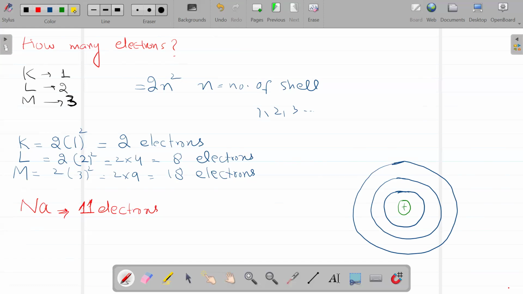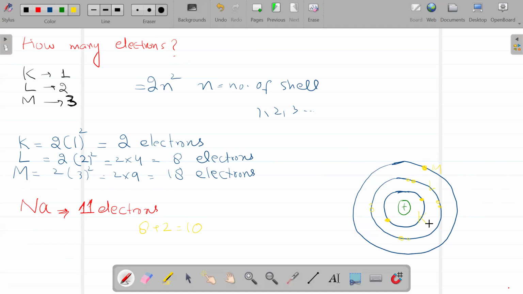Sodium has 11 electrons, so 2 electrons first will go in the lowest energy shell, that is K. Then 8 electrons will go in the next energy shell and it will be 8. So 8 plus 2, it will be 10. So 1 is left and 1 will go in the next energy level, which is M, sorry.